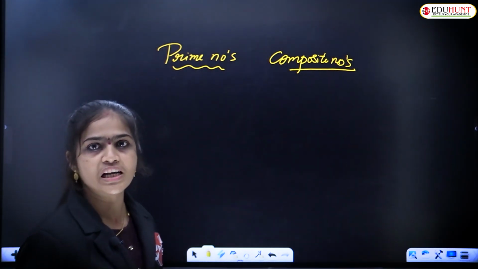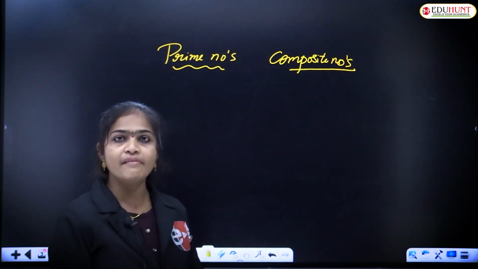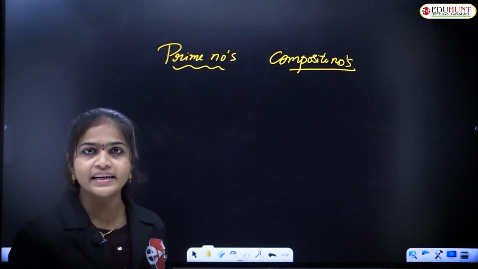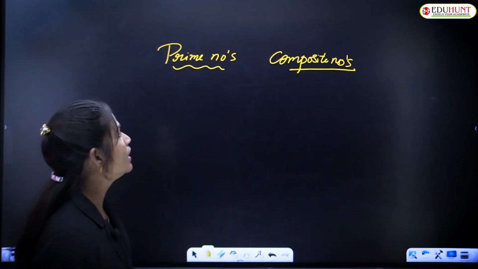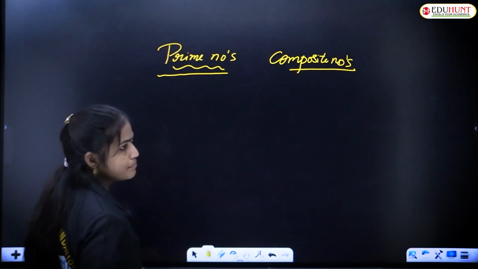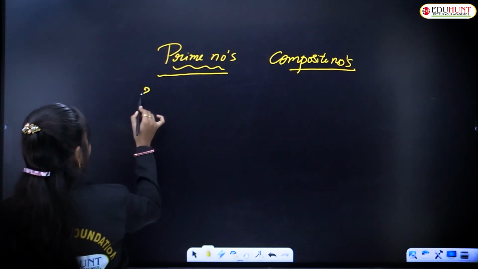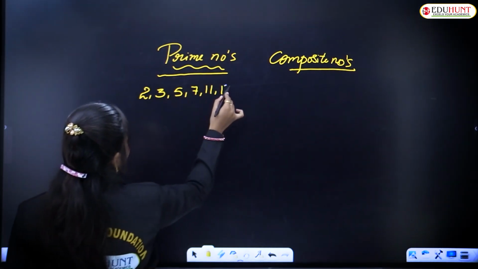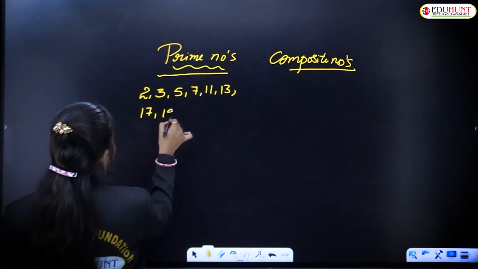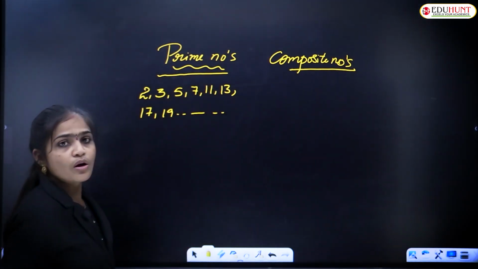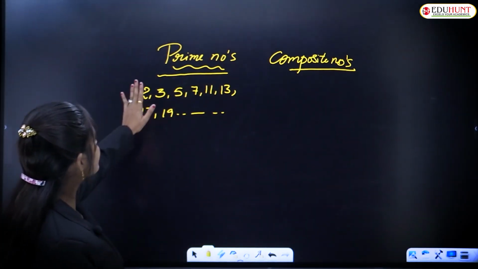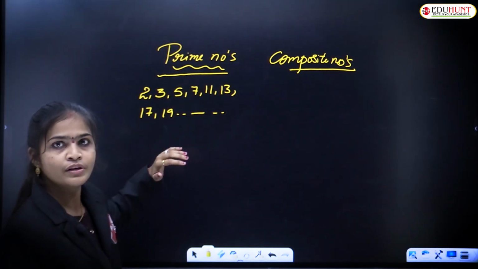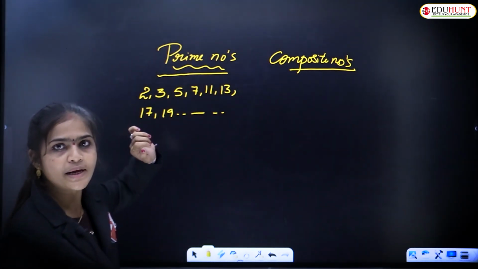Prime numbers means we know about their factors. The numbers which have only 2 factors, 1 and the number itself, are known as prime numbers. So tell me some prime numbers here. 2, 3, 5, 7, 11, 13, 17, 19 and so on. These are all prime numbers because they have factors only 1 and the number itself.